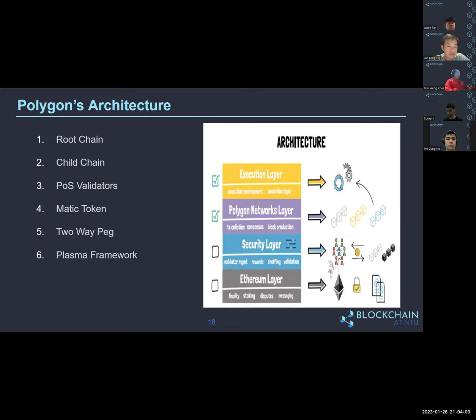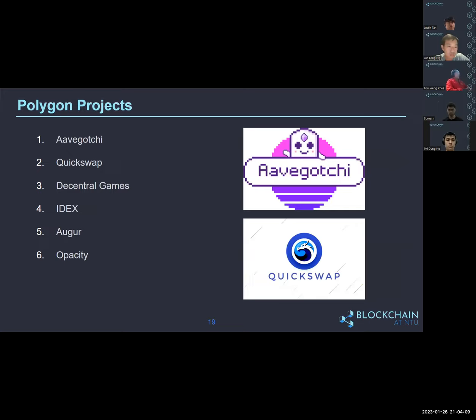Currently, these are a few of the Polygon projects that are a bit more prominent. One of the more prominent game projects is Aavegotchi. Aavegotchi is a blockchain-based game that allows players to raise and battle ghost-like creatures called Aavegotchis. It's the one on top. Players can acquire these Aavegotchis through Aave. Next is QuickSwap. QuickSwap is a DEX, a decentralized exchange built on the Polygon network. It's a fork of the popular Uniswap exchange.